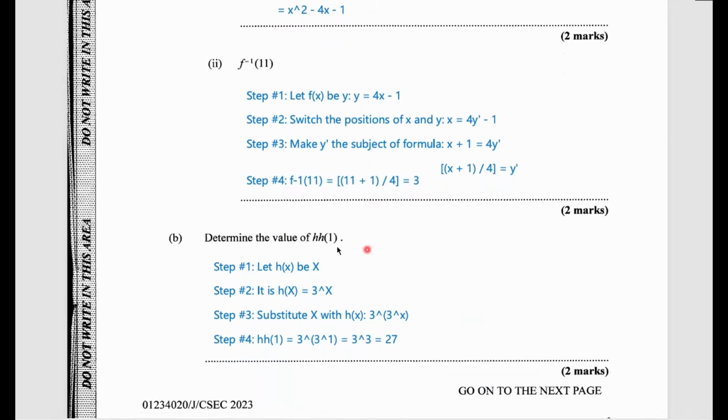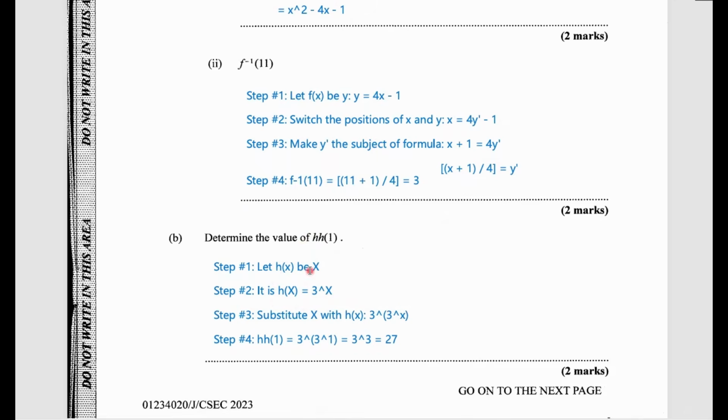Going down, we want to find the value of h of h of 1. And that is an example of a composite function, right? You want to get h of h of 1. There are many ways to do this. Again, what I choose to do is actually get h of h of x and then find h of h of 1. You can do other ways, but I choose to do this because I'm kind of teaching it too.